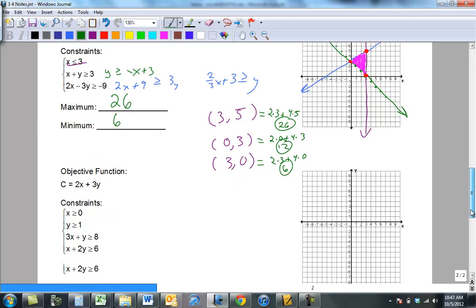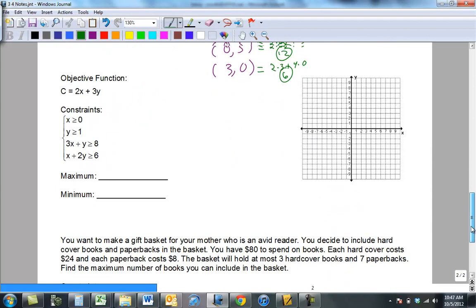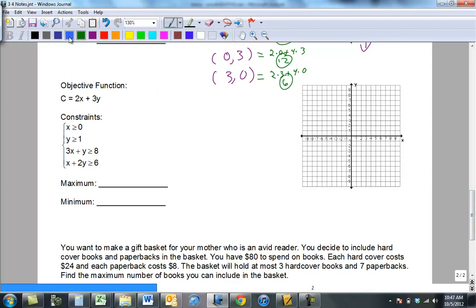All right, that brings us on to the next example. Go ahead and graph the constraints first. All right, so I'll graph it here. We'll come back together and see if we agree.